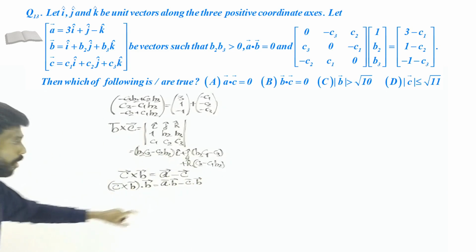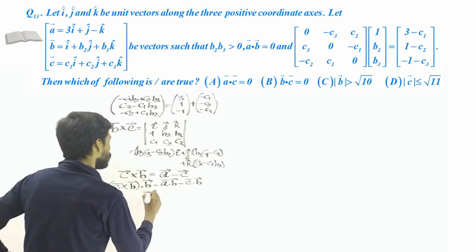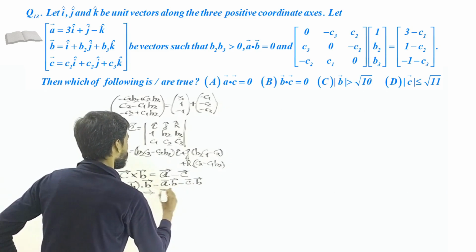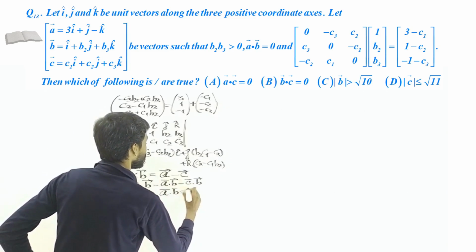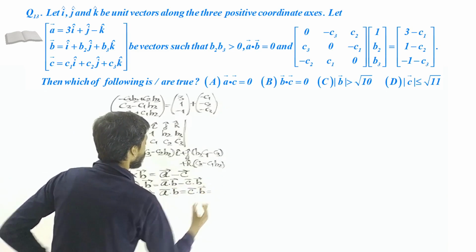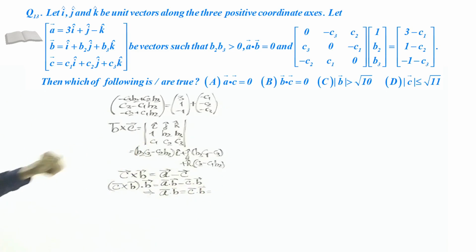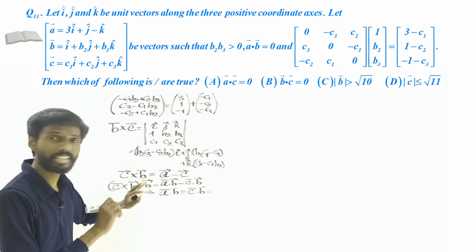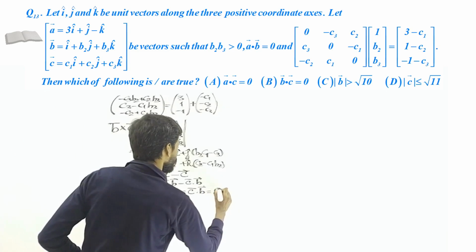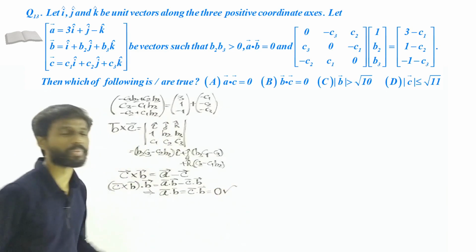So this becomes 0. So that means the right hand side is also 0. So this gives you the relation: A dot B equals C dot B. But we know that A dot B is 0. That is given in the question itself. So A dot B is 0 and so is C dot B then. So C dot B is 0. So this is one relation.